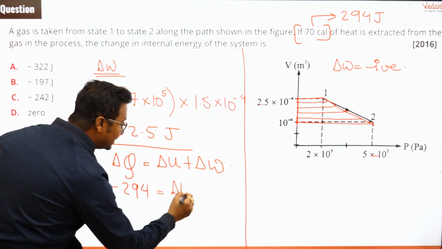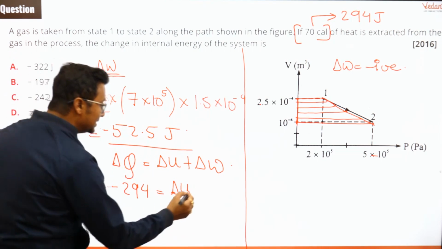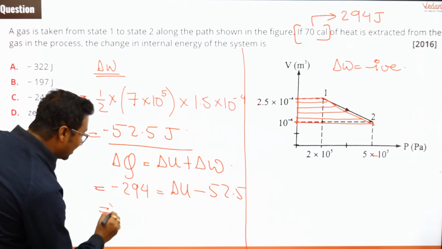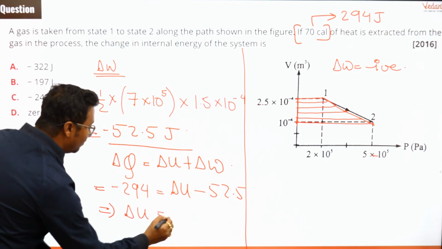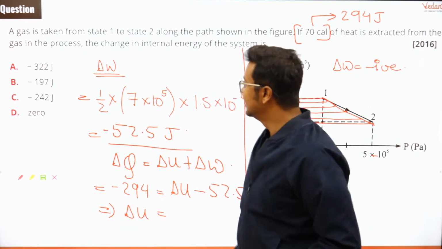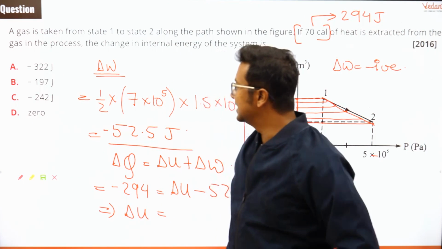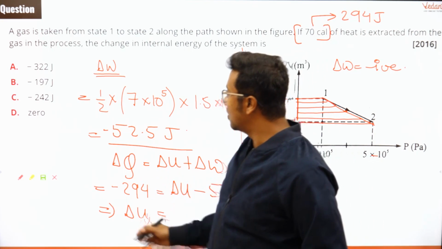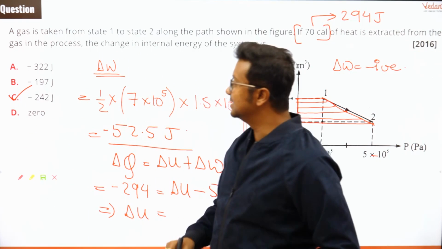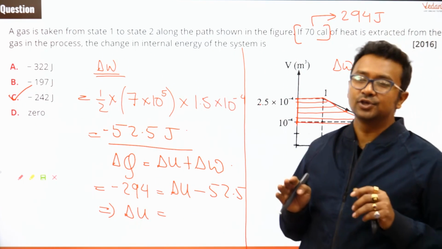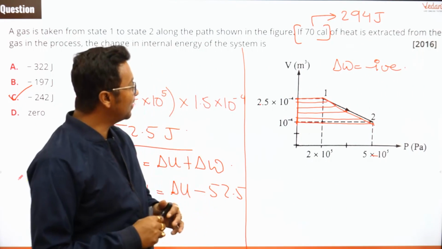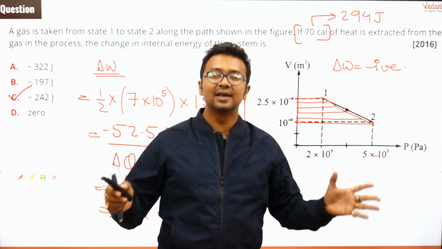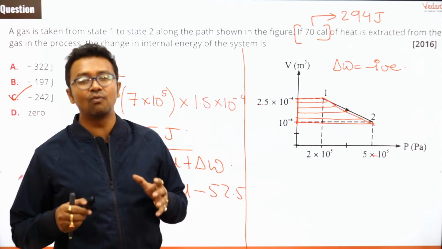We need to calculate delta U, and work done is minus 52.5, and if I calculate it, delta U will come very close to what? Looks very simple. It comes to minus 242 joules if you calculate it from here. So the option is C. Do not be tricked by the fact that volume is on the y-axis and pressure is on the x-axis. The concept still remains the same of what is the work done.